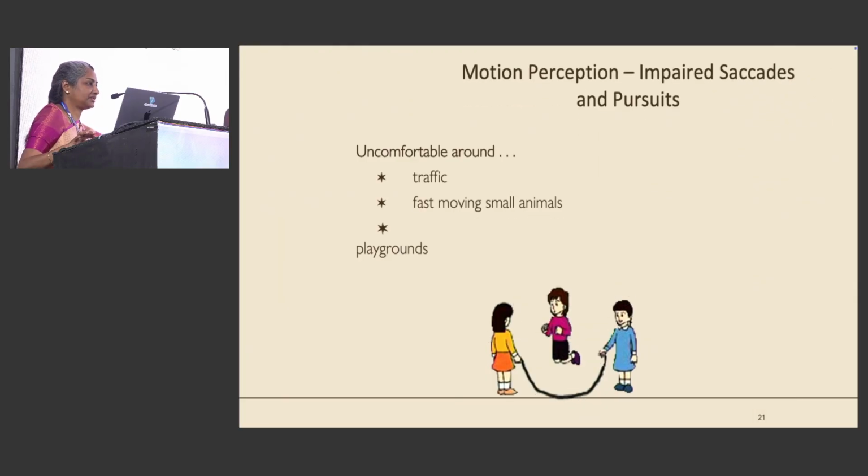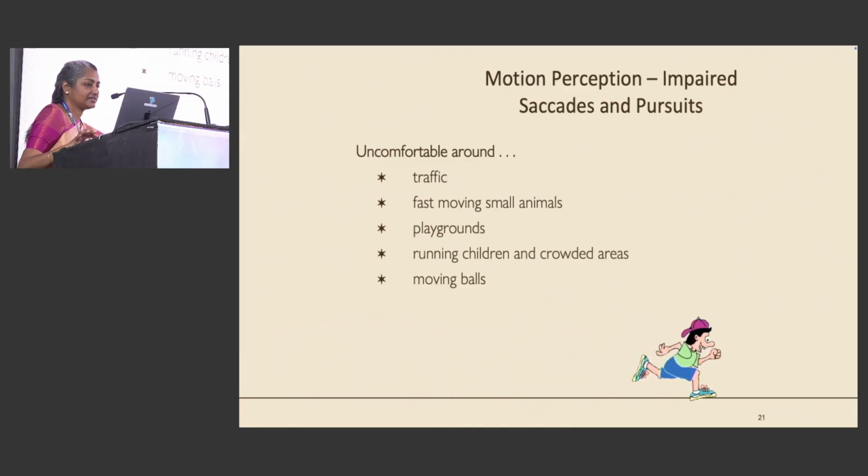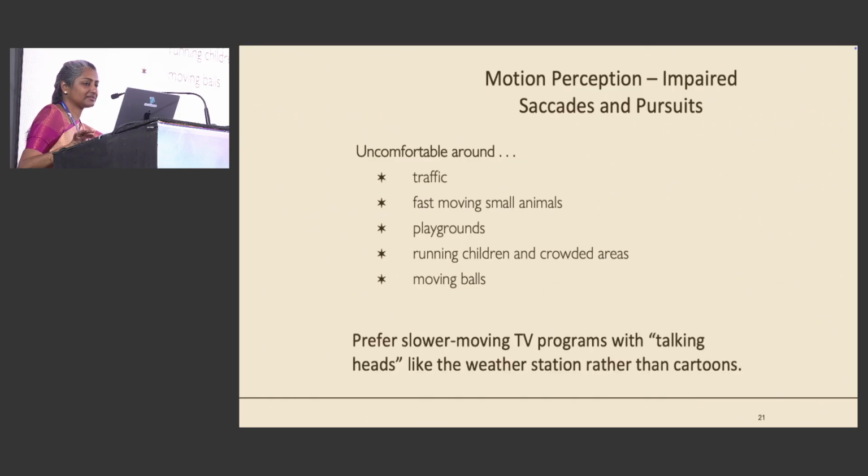So for motion perception, they have impaired saccades and pursuits, and that may contribute to all these difficulties. Around running children and crowded areas, which is classically a school environment, they may be totally uncomfortable. Moving balls, so they prefer slower. If you look at a normal cartoon, what is being played is sometimes very fast. Whatever cartoons the children are seeing now, if something is slow, they are not interested in it anymore. But these children will not like that at all, because they cannot understand it.